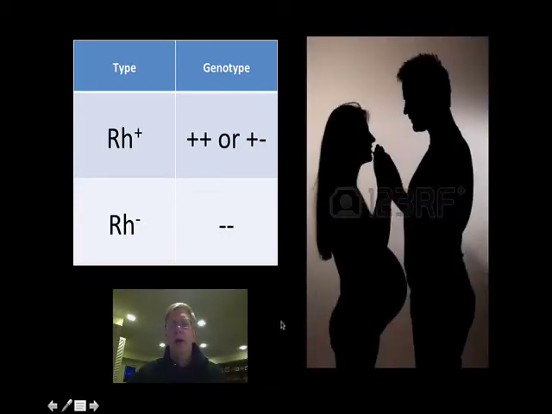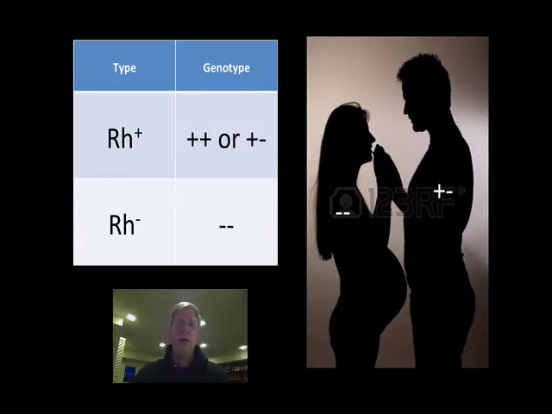Alright, so how does the Rh factor come into play? The biggest issue with Rh factor comes during childbirth. About 85% of the population is Rh positive. Only about 15% are Rh negative. So here we have a situation that could result in a problem.